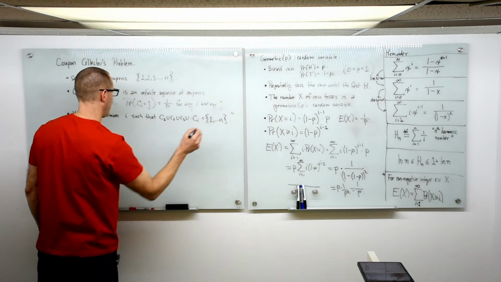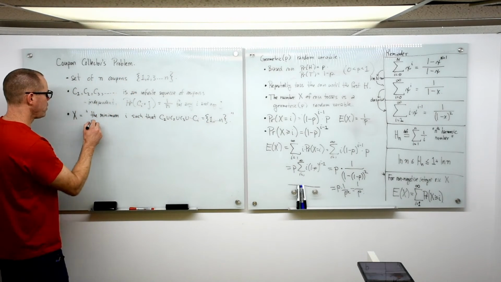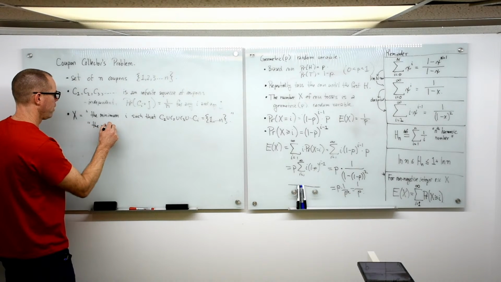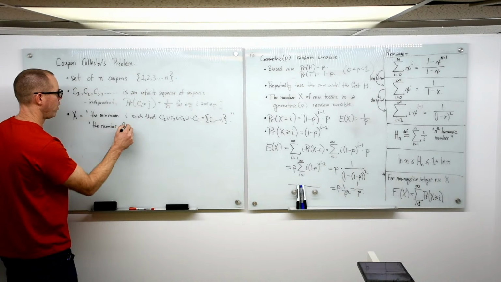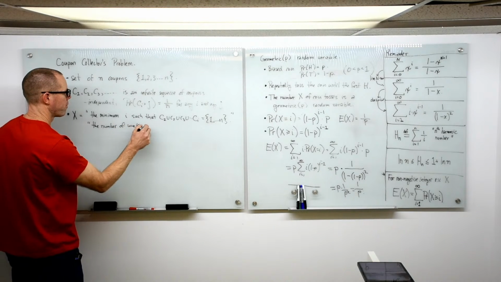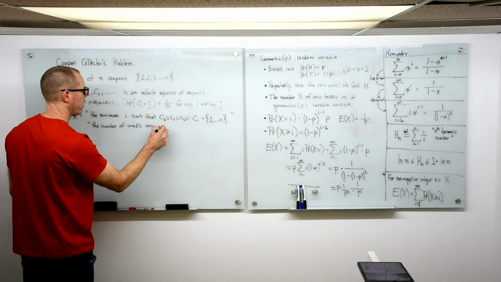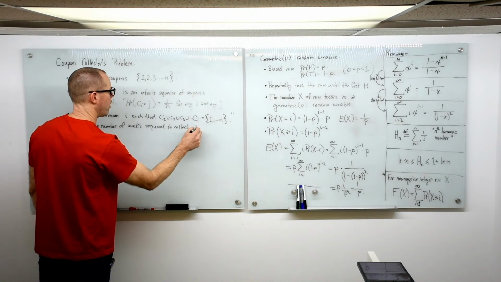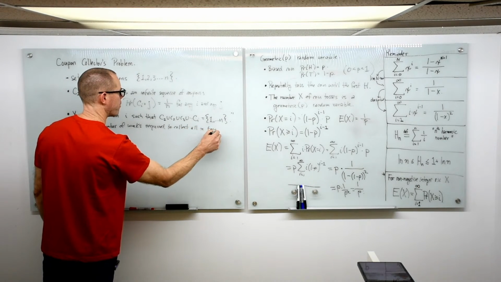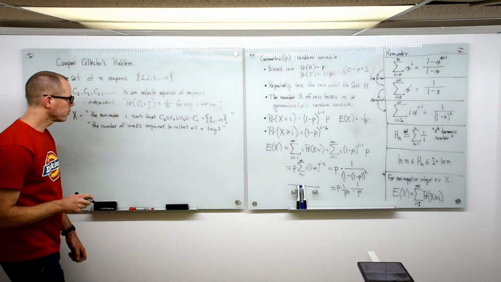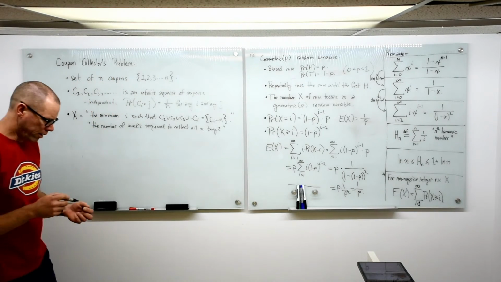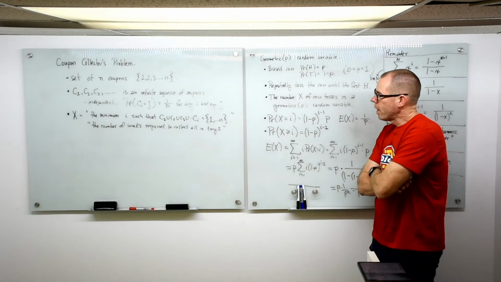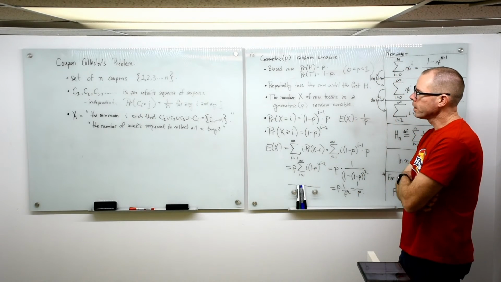That's a complicated sounding thing. That's just the number of weeks required to collect all n toys. This is what I'm interested in. How long does it take me? How many weeks do I have to wait before I get all of the toys in the collection?